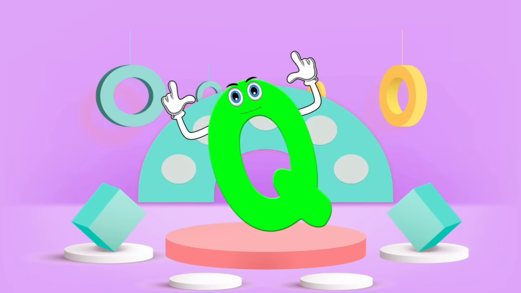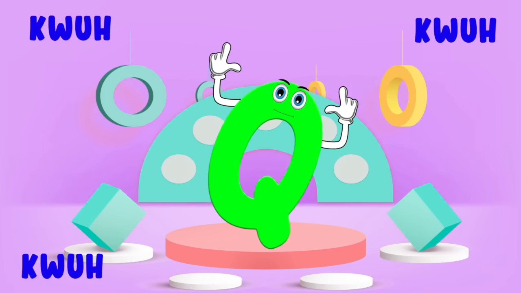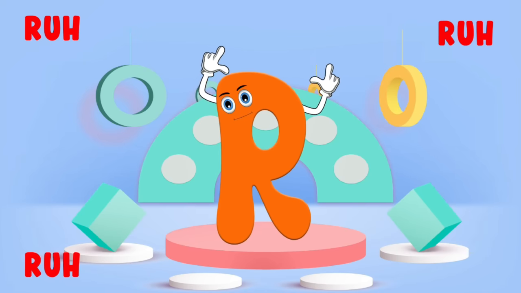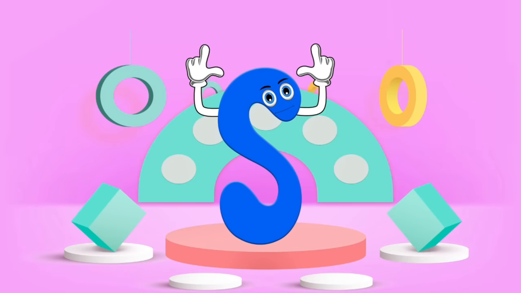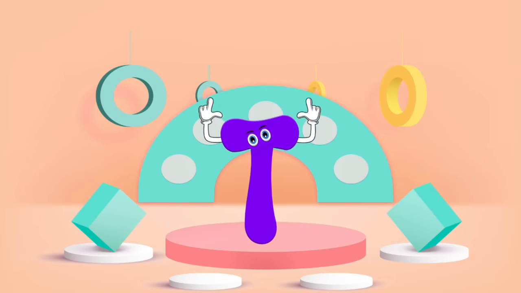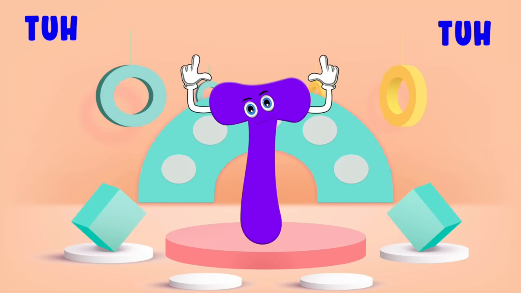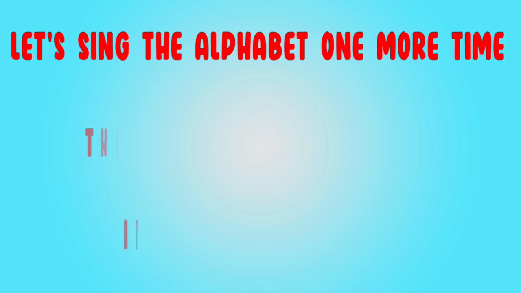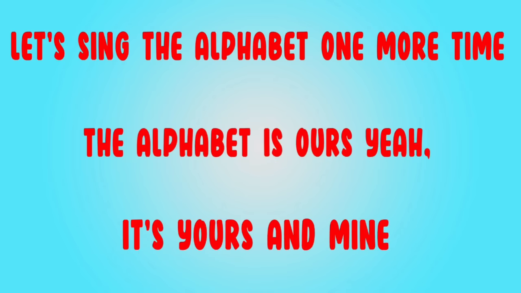Q goes k, k, k, k. R goes r, r, r, r. S goes s, s, s, s. T goes t, t, t. Let's sing the alphabet one more time. The alphabet is ours, yeah, yours and mine.